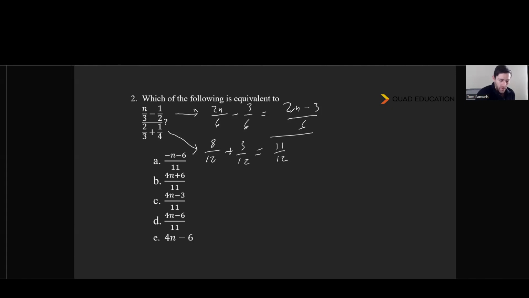And basically, we're going to be dividing this thing by this thing, which means we can just flip that and multiply like we did with the previous problem. So we're going to have 2n minus 3 over 6 times 12 over 11. And these cancel out, we have a 2 right there. And that's going to give us 2 times 2n minus 3 over 11. So we can go ahead and get rid of the one that does not have a denominator of 11. And 2 times 2n minus 3 is going to be 4n minus 6, which is D.